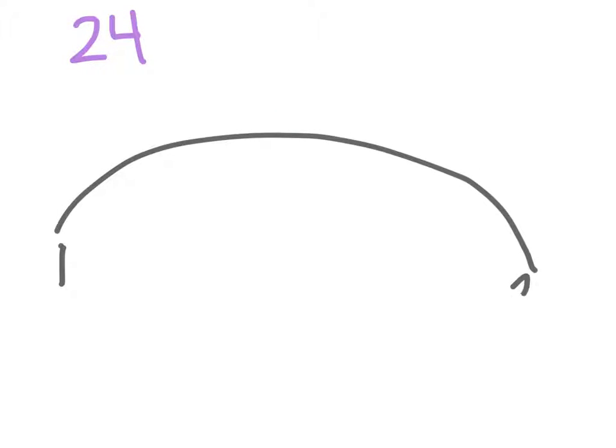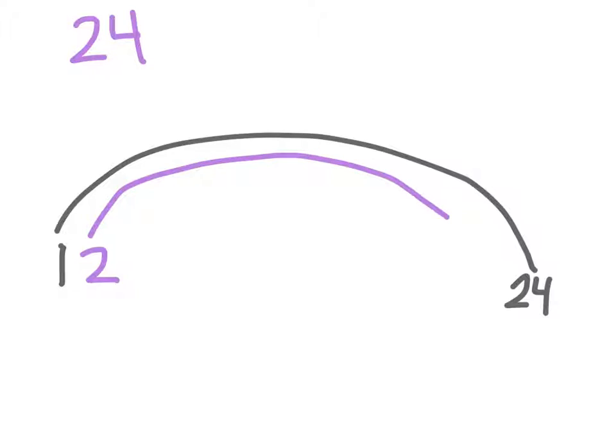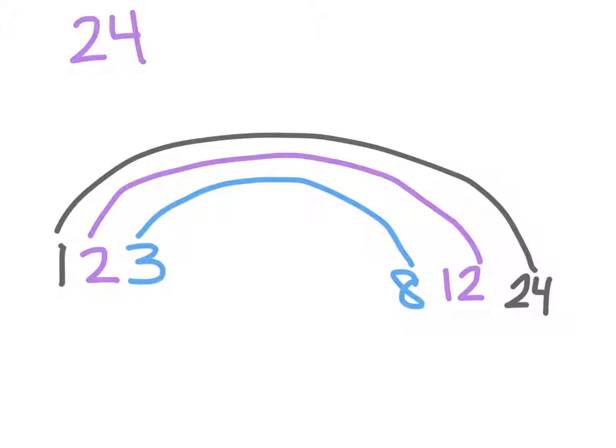Now let's look at the number 24. We're going to write the factor pairs for 24. So I know that 1 times 24 equals 24. Let's think about 2. 2 times 12 equals 24. 3 times 8 equals 24. 4 times 6 equals 24.